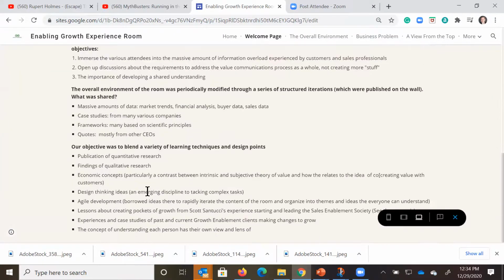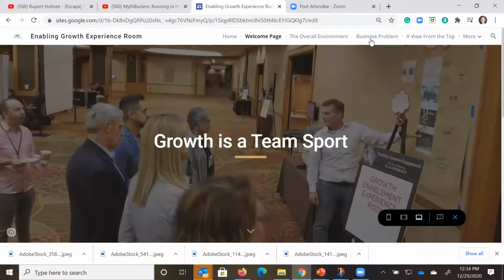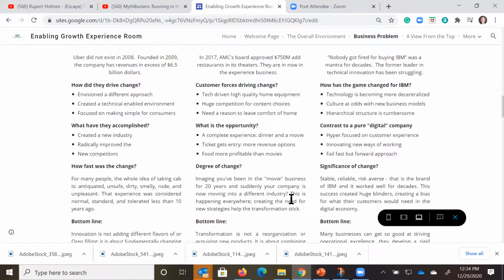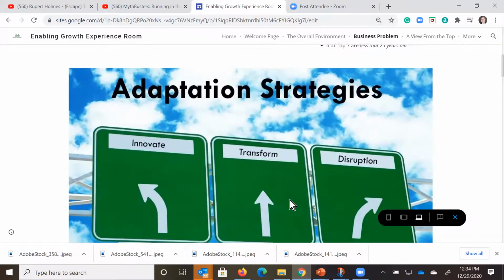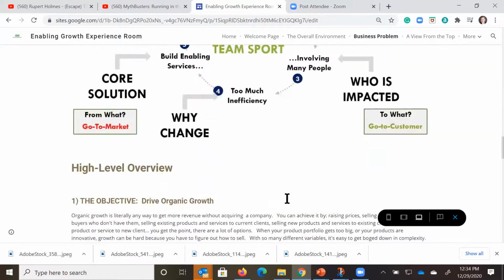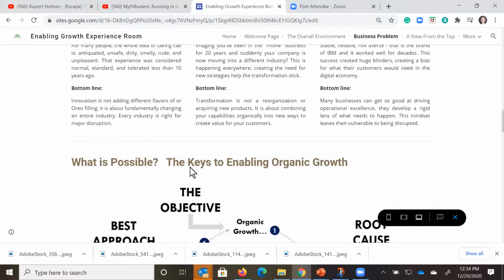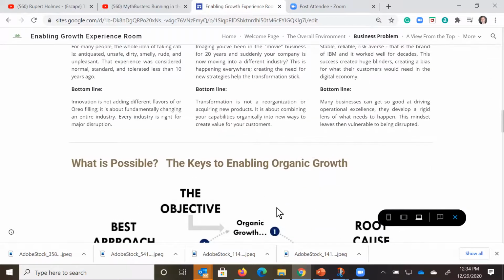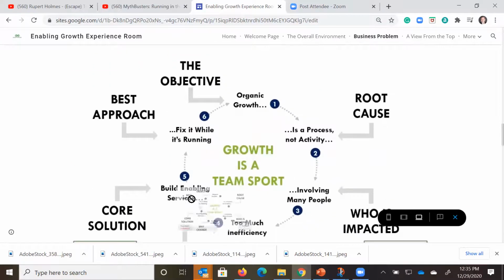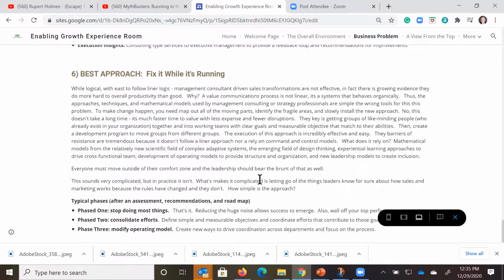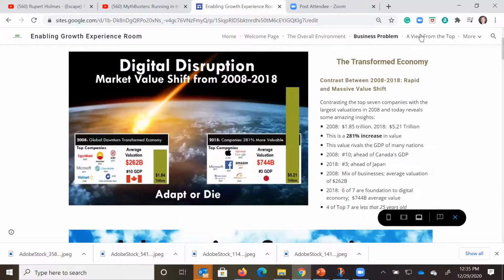I tried to provide an orientation. Here are some of the findings, and then there's the business problem. In the digital world, you're going to either innovate, transform, or be disrupted, and here's evidence for each of these scenarios. I tried to say, look, enabling organic growth, here's a what's-possible moment. These are the steps that you follow: 1, 2, 3, 4, 5. I laid it out this way, and there are write-ups associated here.